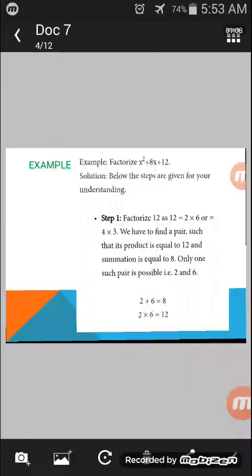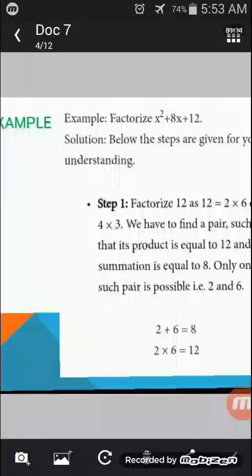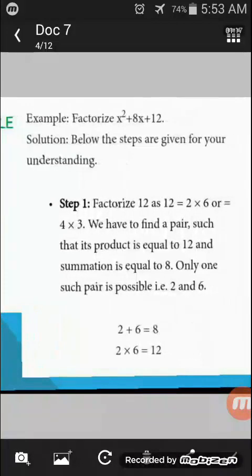Example, factorize x square plus 8x plus 12. Solution. Below the steps are given for your understanding. Step number 1. Factorize 12 as 12 is equal to 2 into 6, or is equal to 4 into 3, or you can write it as 3 into 4. We have to find a pair such that its product is equal to 12 and summation is equal to 8. Summation means sum. Only one such pair is possible, that is 2 and 6.